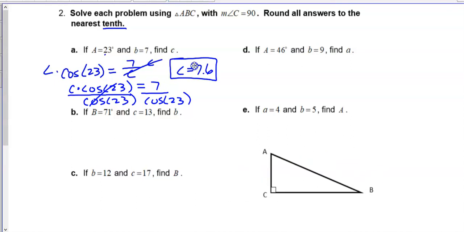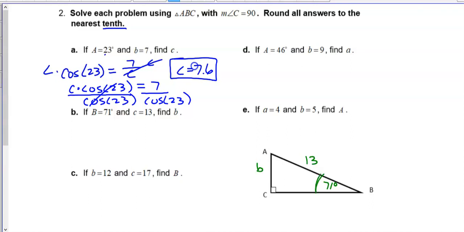Alright, gonna erase everything and do the next one, letter B. So we have big B is 71 degrees. And obviously this triangle, it doesn't look right for all of them. That doesn't look like a 71 degree angle, but that's just fine. Little c, or side C, is 13. And they want us to find little b over here, okay?